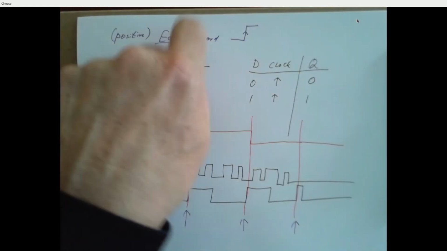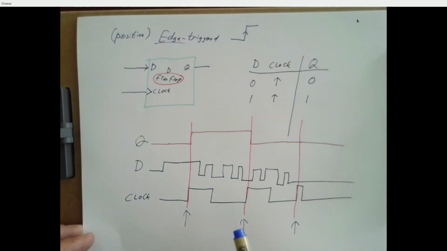So edge-triggered devices are going to be the key to all of this, because they eliminate this potential race condition. And we've introduced this new terminology here, a clock. So this is synchronous logic. Wasn't a big surprise. Asynchronous, no clock. Synchronous, we have a clock.